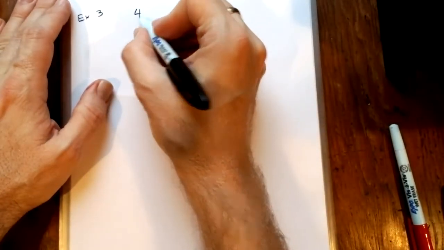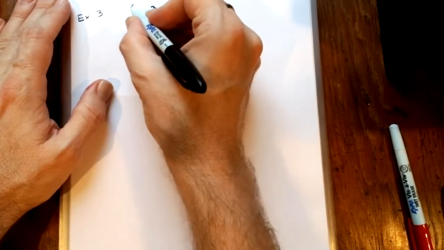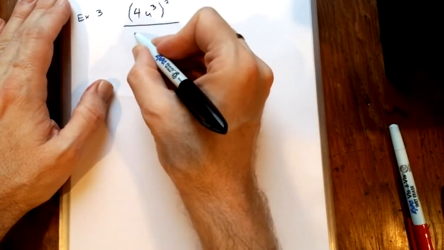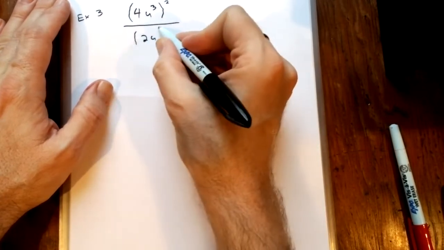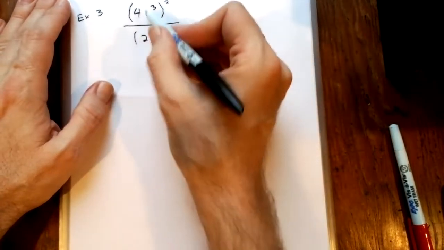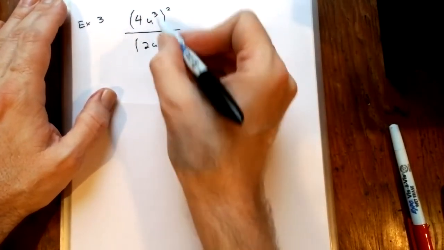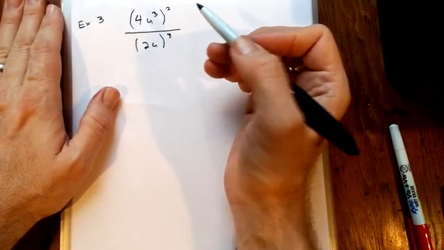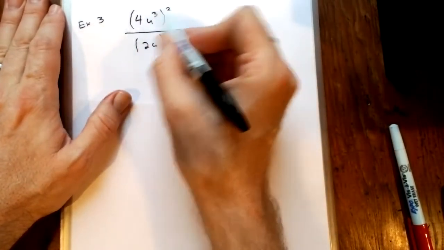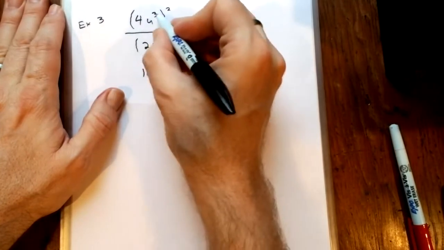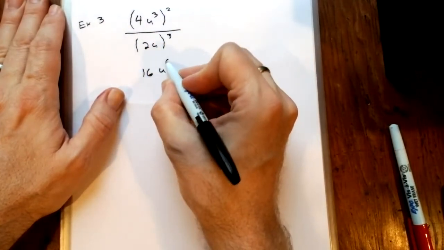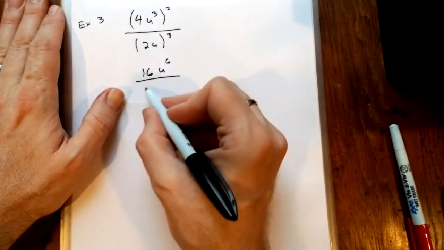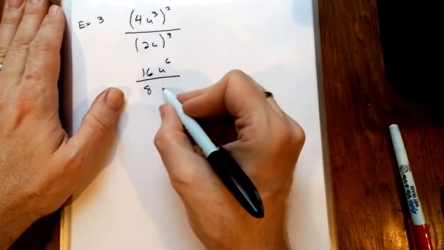And say I've got 4u cubed, squared, over 2u cubed. Now, this isn't one big set of parentheses, so I can't simplify these. I have to apply my power rules first. Well, that's fairly straightforward. 4 squared will be 16. u cubed squared would be u to the 6th. Down below, 2 cubed is 8, and u cubed is just u cubed.